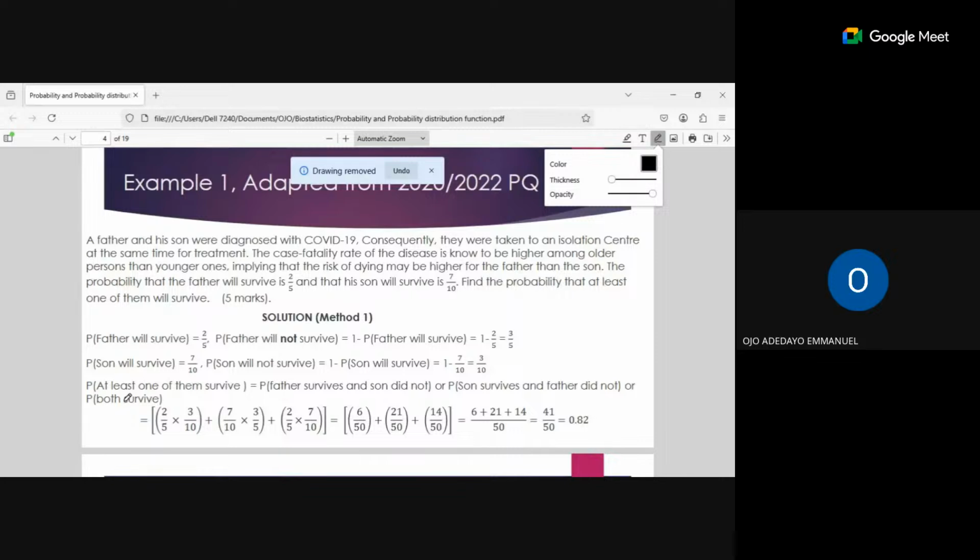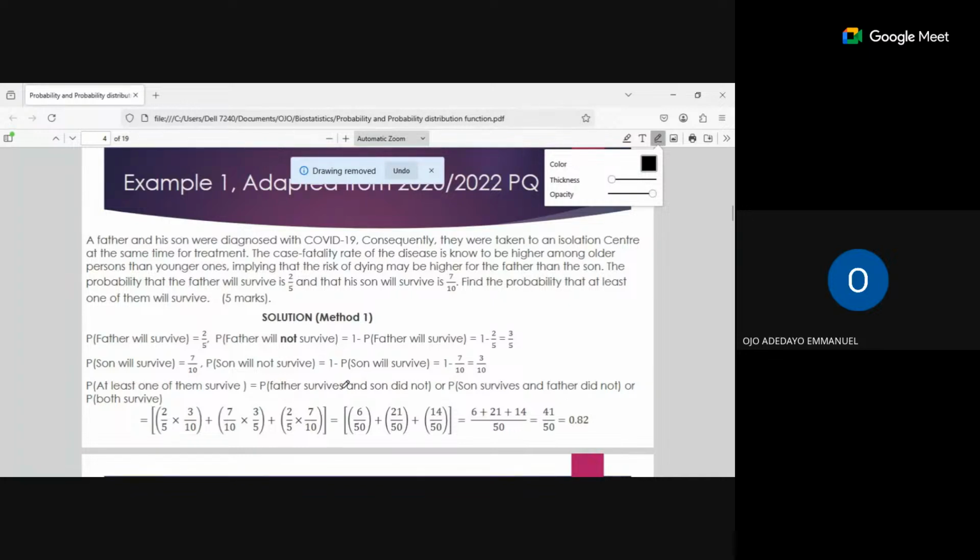Now, let's say, for instance, the narrative was the probability that at least one of them dies. Now, look at this. It's still the same concept. The probability that one of them will die means that out of 2, 1 will die, 1 will survive. Or the second one is either son dies, father survives, or both of them will die, because we are saying the probability of at least 1 will die. So that means that it's from 1 upward. Now let us go back to our question. Is the probability that at least 1 will survive? Now let's look at this.